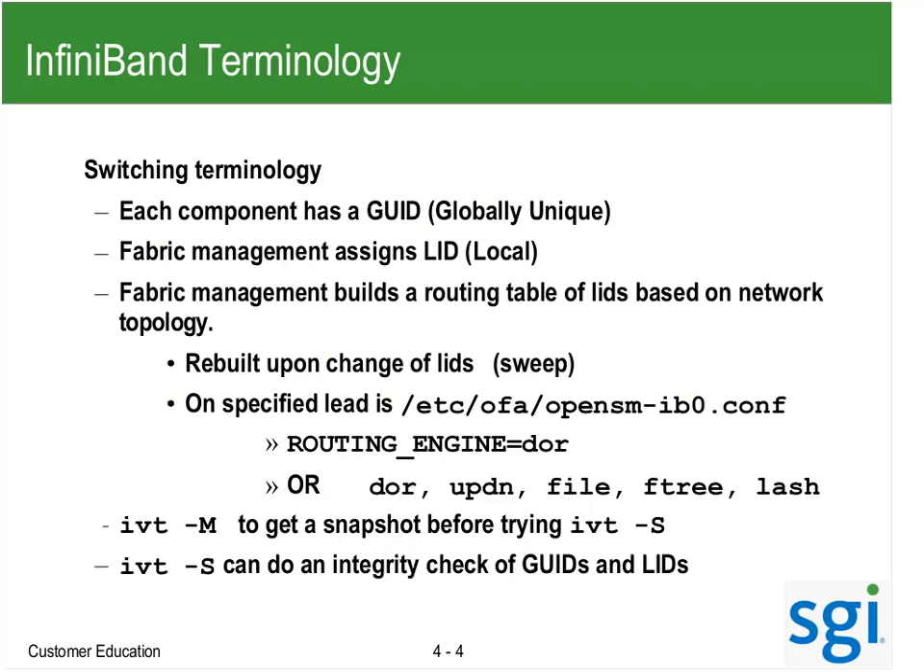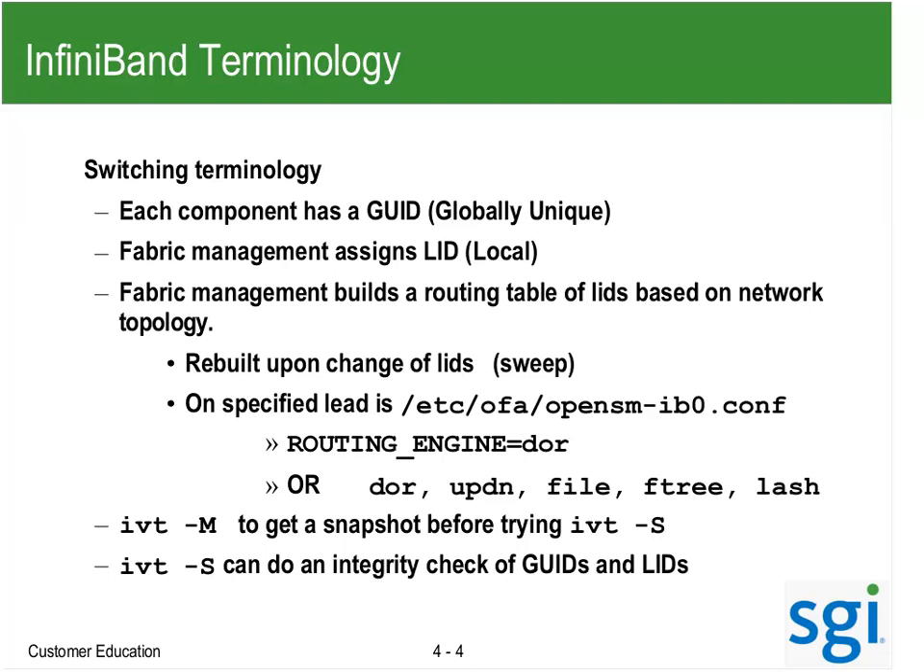Each component, each port of a switch, has a GUID, a globally unique ID. If this were Ethernet, we'd call it a MAC. A GUID is basically the same thing as a MAC. Every port is going to have a unique GUID. As the fabric manager, the OpenSM daemon runs in the cluster, it's going to go through all these GUIDs and assign them a LID, a local ID. That can be changing. That's dynamic. If something goes wrong with my fabric, there might be a resweep or a rescan of the fabric, and it might get a different LID.